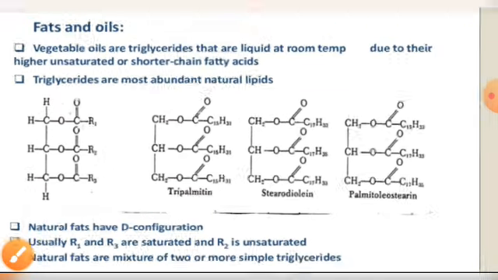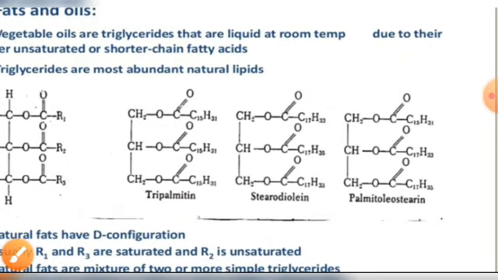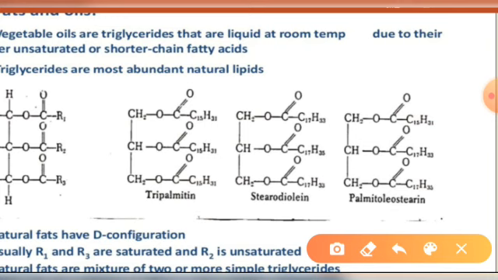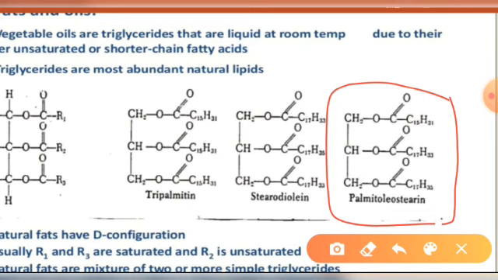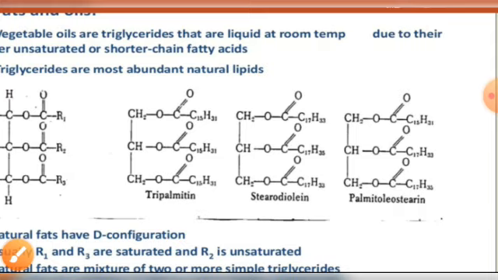But now look at the structure of palmitoyl-oleo-stearin. This palmitoyl-oleo-stearin has 3 different fatty acids. One is palmitic acid, one is oleic acid, and one is stearic acid. So this is an example of a mixed fat. Dear student, butter is an example of a mixed fat because it is formed of 3 different types of fatty acids and glycerol.